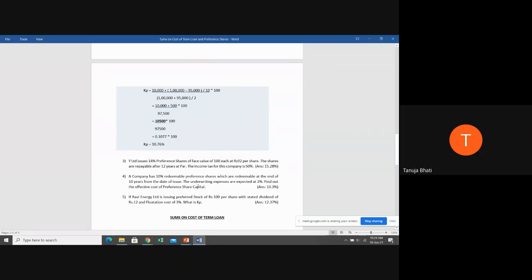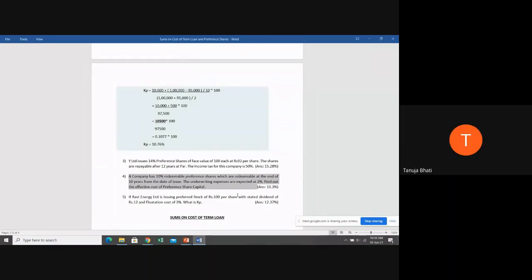Similarly, we'll discuss problem number 4. A company has 10% redeemable preference shares which are redeemable at the end of 10 years from the date of issue. The underwriting expenses are expected at 2%. Find out the effective cost of preference share capital. Now, in this case, since no information about the face value is given, is any face value information given in the problem? No, ma'am.